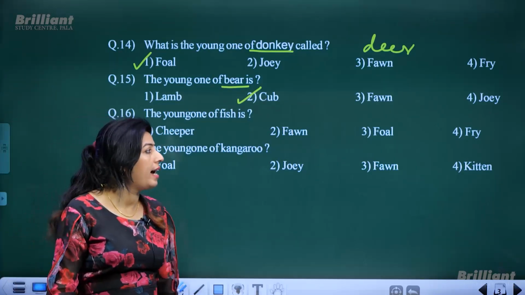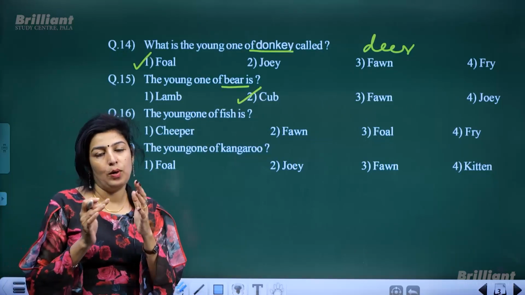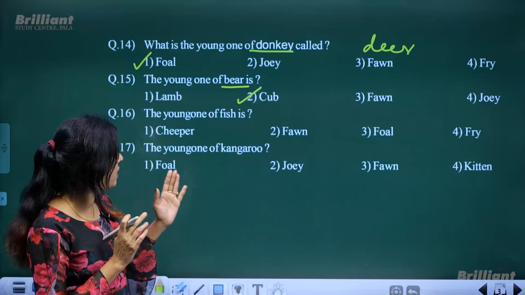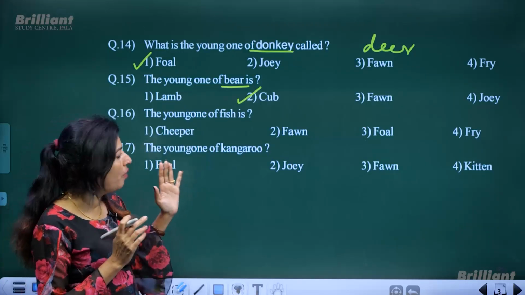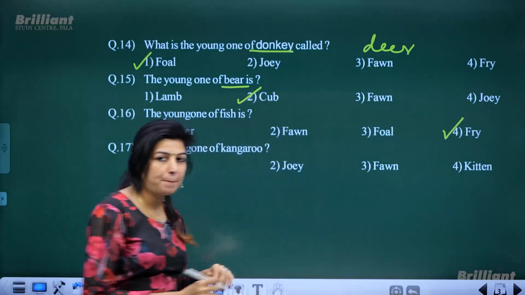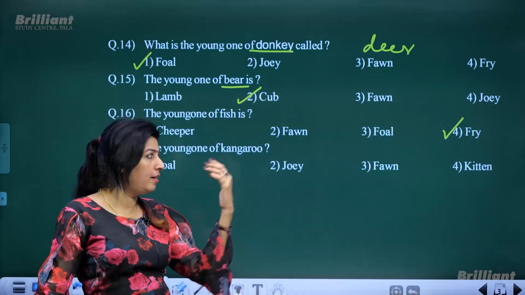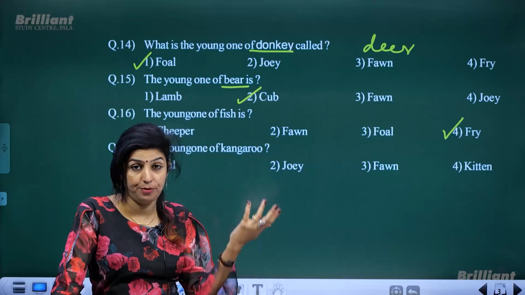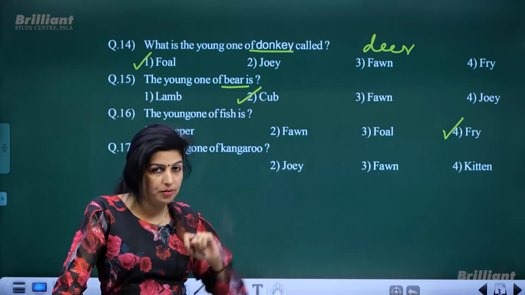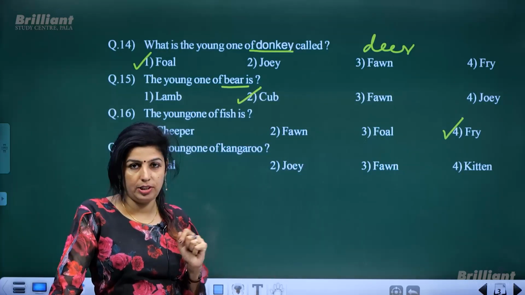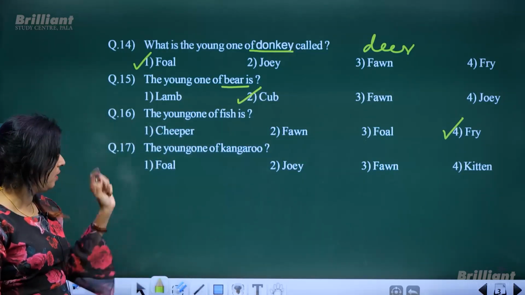It's quite funny, but you know what, the young one of a fish is actually called fry. Even if we use that as one of the dishes that we eat, like fish fry, chicken fry, that word fry is also used for young ones of fish. I'll tell you something extra along with this.